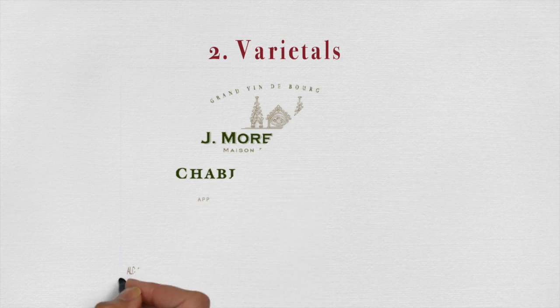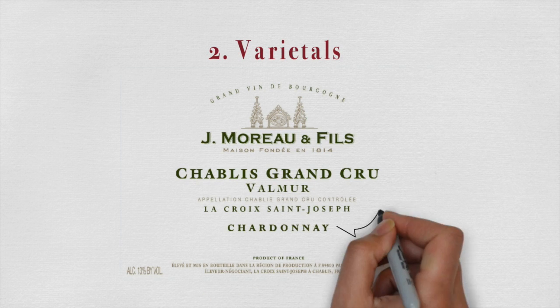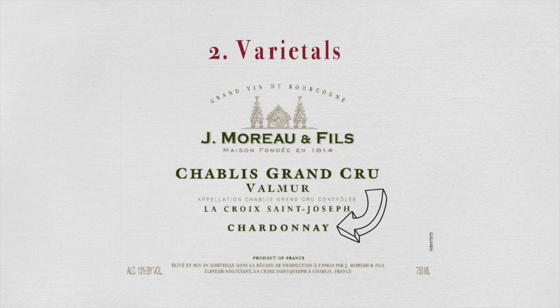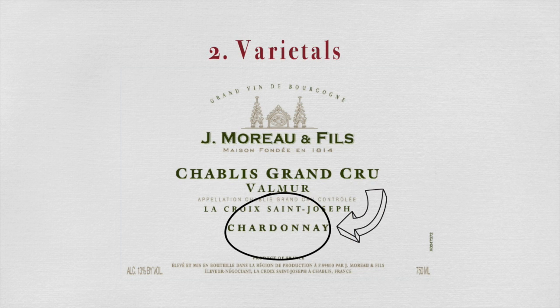This is a wine label from Chablis. Chablis is a sub-region of Burgundy, which, as we saw before, is in France. Often you can see the varietal listed on the label, and as you can see in this one, it is Chardonnay.